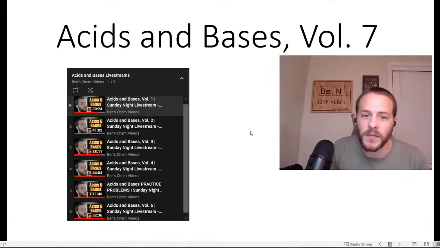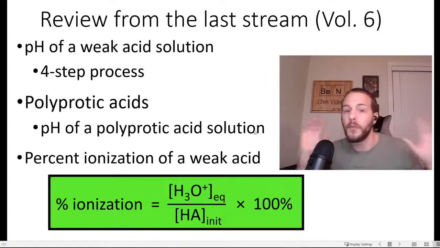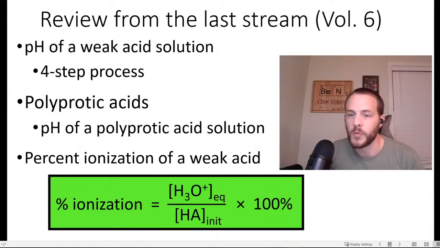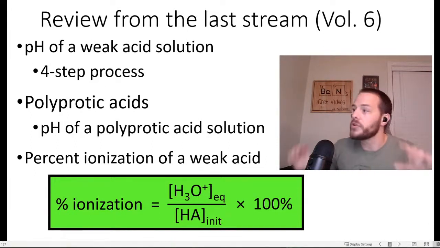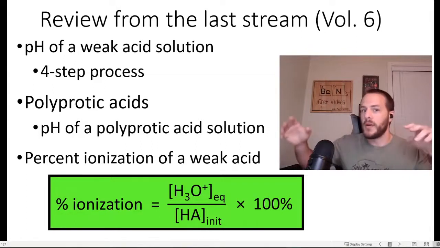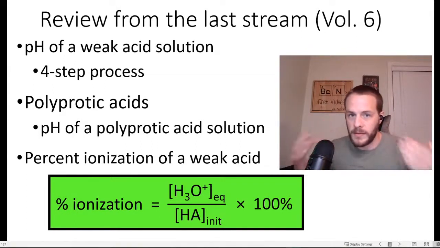So, I'm going to start things off with a quick, brief review from the last live stream, which was Acids and Bases Volume 6. We talked about three main things. The first thing was something that I've done several times before, but I wanted to do it again just to make sure that we're all on the same page, which was to find the pH of a weak acid solution. It's a very involved process. I broke it down into 4 steps.